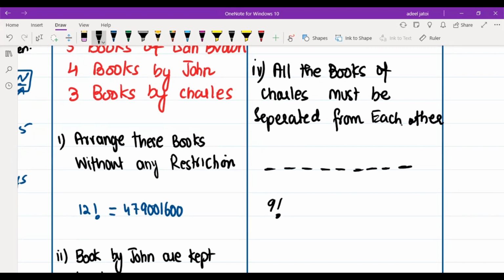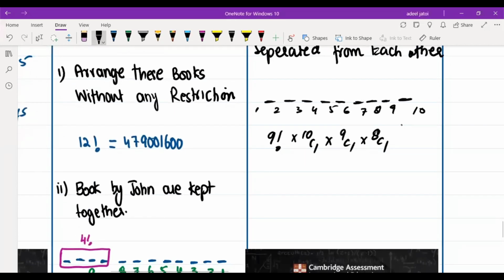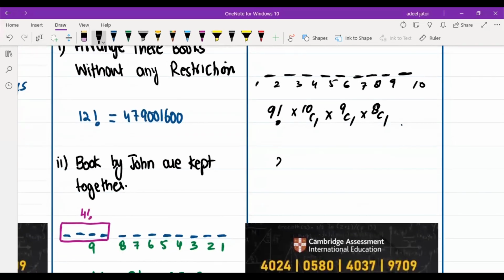In these 9 books, you need to understand that you have 10 gaps. 1, 2, 3, 4, 5, 6, 7, 8, 9, 10. And you need to separate Charles's books. So Charles's books have to be kept in these gaps so that they are separated. To keep the first book of Charles, it should be 10C1. To keep the second book, it should be 9C1. And then it should be 8C1, because once the first book is kept, then your gaps left are 9. When the second book is also kept, then the gaps left are 8. So this should be 2,726,127,360.